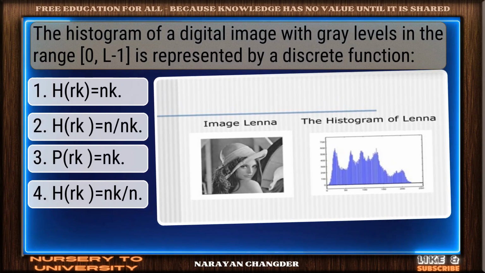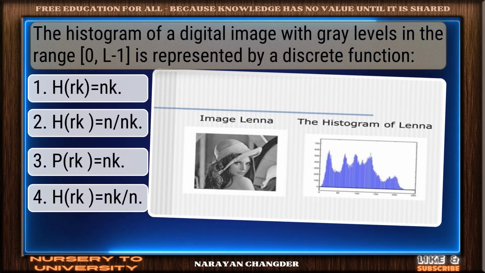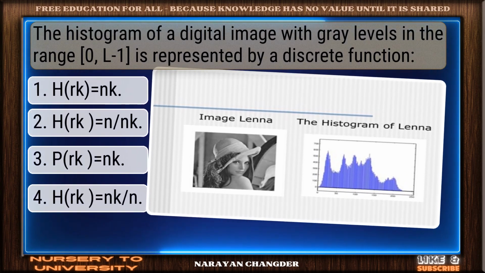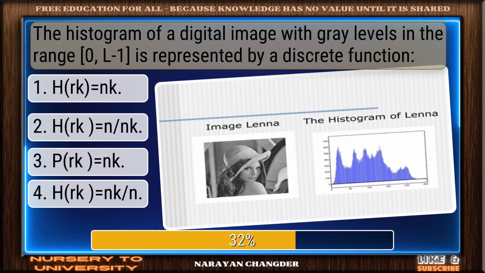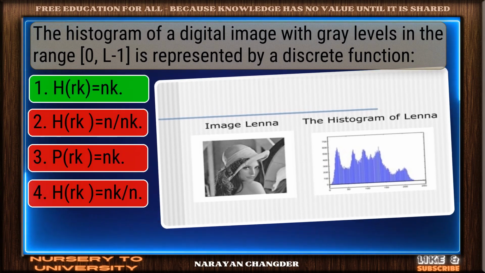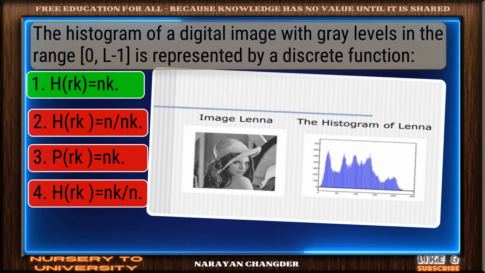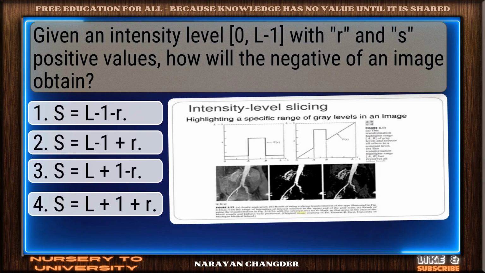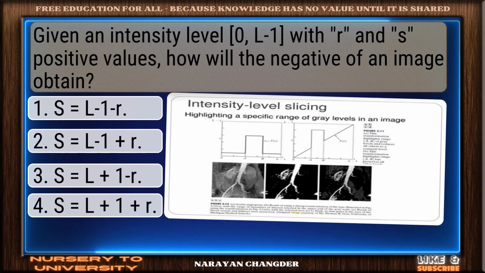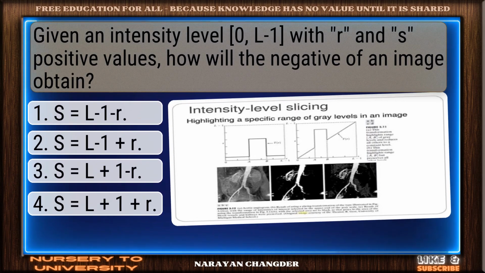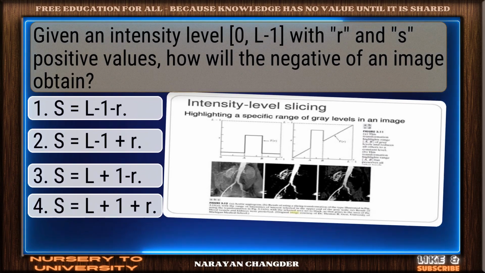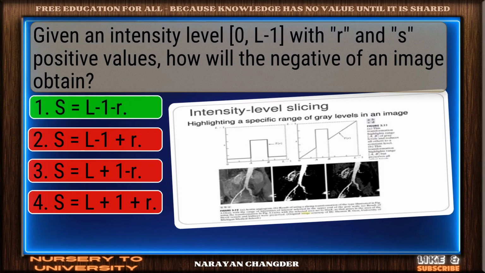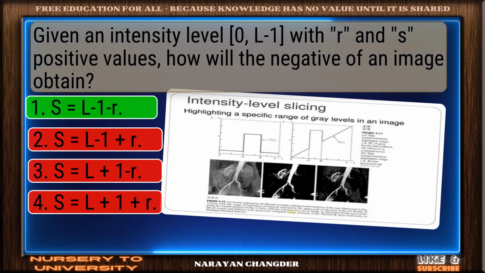Question number 1. The histogram of a digital image with gray levels in the range is represented by a discrete function. Nice selection. H equal to nk is the correct and valid answer. Question number 2. Given an intensity level with R and S positive values, how will the negative of an image be obtained? On track. S equal to L minus 1 minus R is the correct answer.